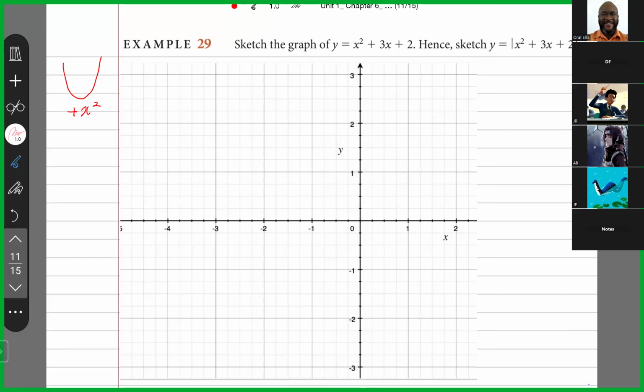So if the coefficient of x squared is positive, meaning the graph is a positive x squared graph, it is going to be a parabola, which is commonly called a smile. All right, so that's the first thing. We know it's going to be a smile. Let's determine the x-intercepts.